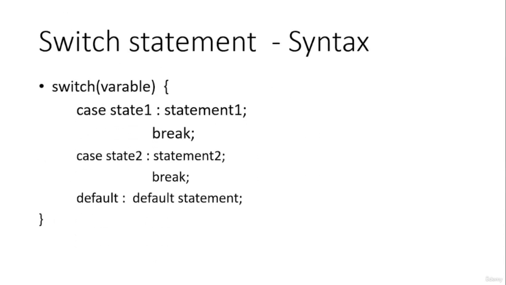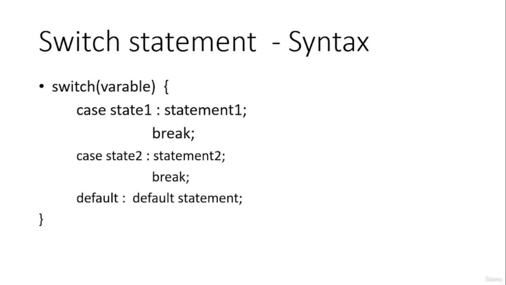Now let us see the syntax for the switch statement. Here you can see the default syntax: switch of a variable and the particular cases. We can pass integers, floats or enums, everything. We will discuss enums when we come to the enum class. For now, consider it as a state, a variable.